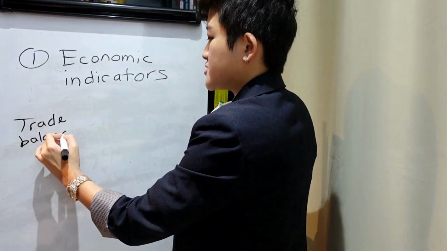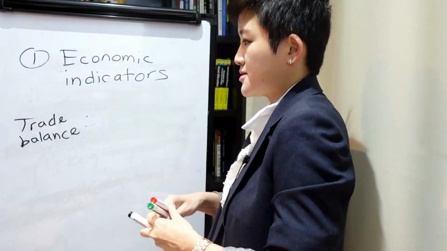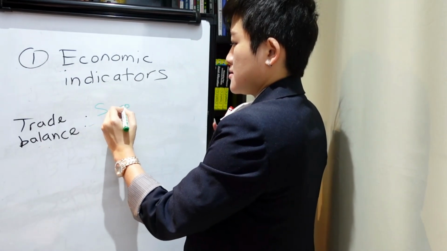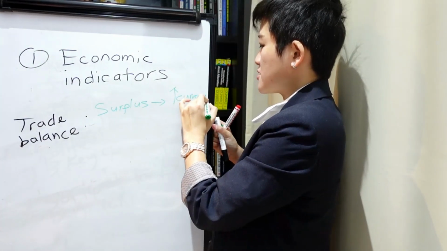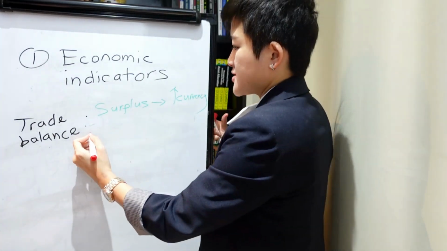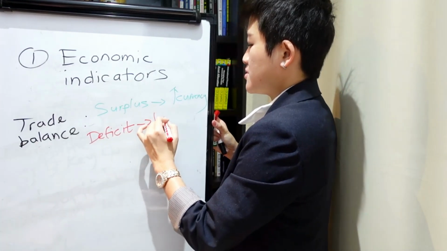The next one is trade balance. And how does trade balance affect the currency? When there's a trade surplus, it's going to cause the currency to go up. And when there's a trade deficit, it's going to cause the currency to weaken.